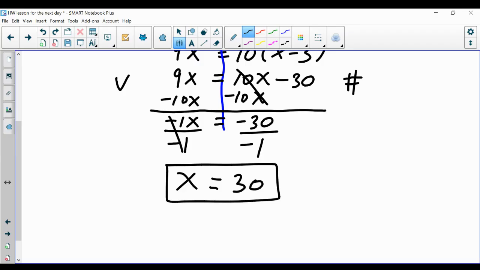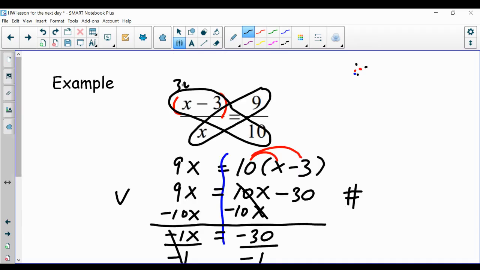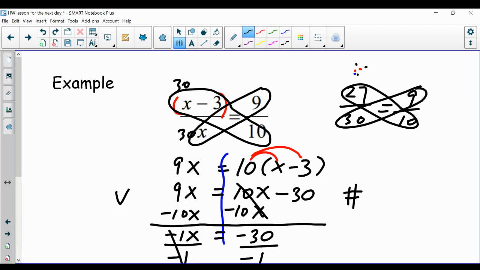Done. So once again, you can check to see if positive 30 is correct. I put the 30 over there. So 30 minus 3 is 27. And then over 30, is that equal to 9 over 10? I love to use cross multiply to check my own answer to see if it's correct. 27 times 10 is 270, equal to 30 times 9, equal to 270. Yes, I got the answer correct.